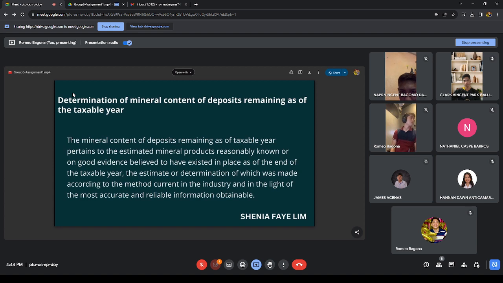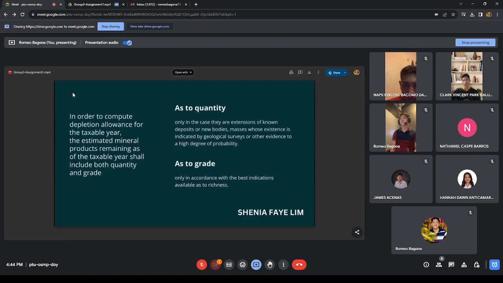The mineral content of deposits remaining as of the taxable year pertains to the estimated mineral products reasonably known or, on good evidence, believed to have existed in place as of the end of the taxable year. The estimate or determination is made according to the method current in the industry and in the light of the most accurate and reliable information obtainable. In order to compute the depletion allowance for the taxable year, the estimated mineral products remaining as of the taxable year shall include both quantity and grade. As to quantity, only extensions of known deposits or new bodies and masses whose existence is indicated by geological surveys or other evidence of a higher degree of probability. And as to grade, only in accordance with the best indications available as to richness.